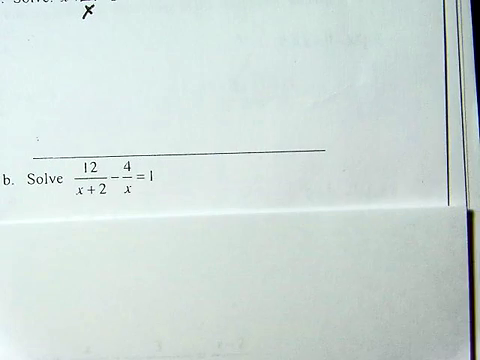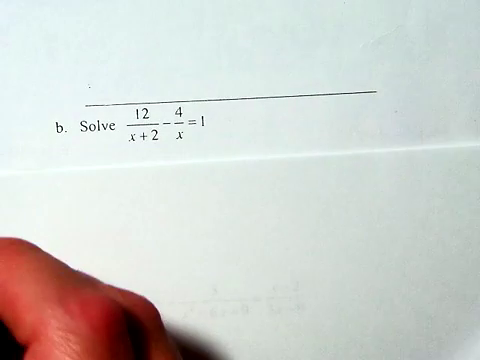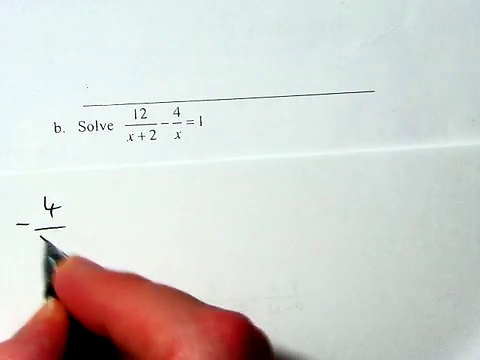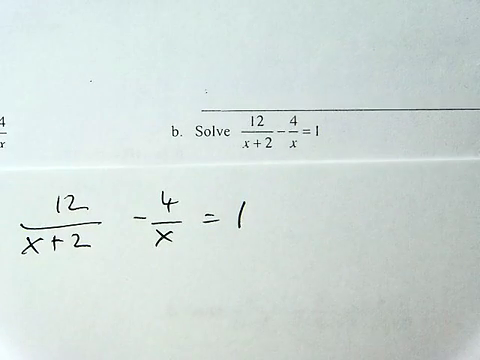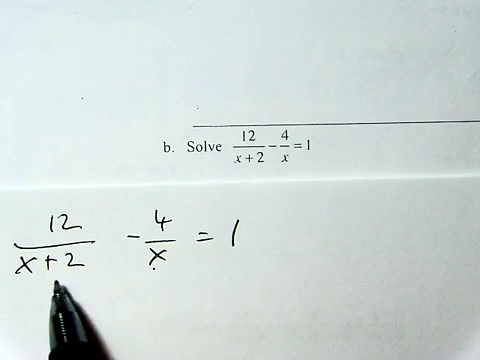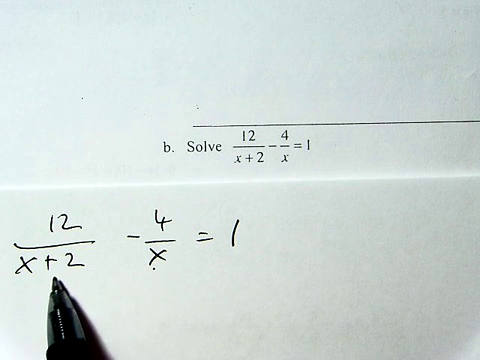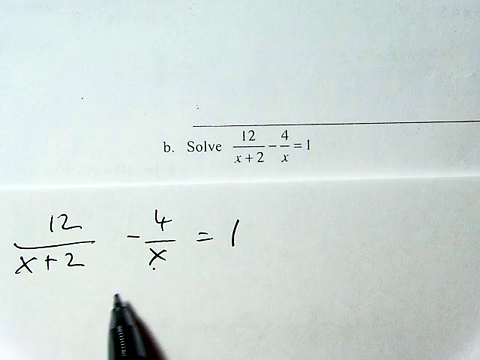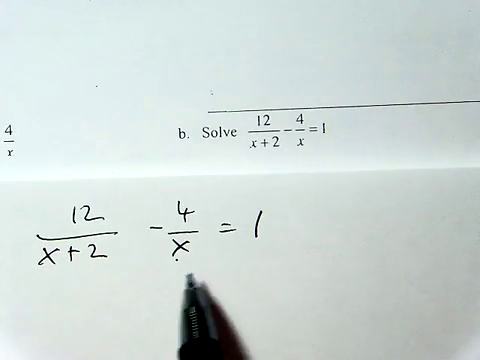So let me copy this over to scratch. What we've got is 12 over x plus 2 minus 4 over x equals 1. Well, if we were combining it, we would find that the lowest common denominator here is x times x plus 2. And then we would combine it, but ultimately we'd end up multiplying by x times x plus 2 on both sides of the equation.